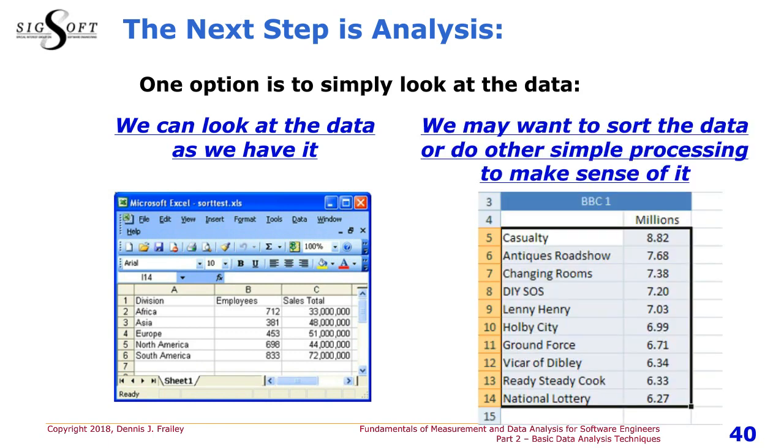For example, here's an example where you've decided you need to sort the data. This is BBC looking at different programs they have and trying to figure out how many people watch each program. And they decided it's easier to do it because they have so many programs that they sort them. And the simple process of sorting them makes it possible to do all the analysis you need to do in this example. Another option is to graph things.